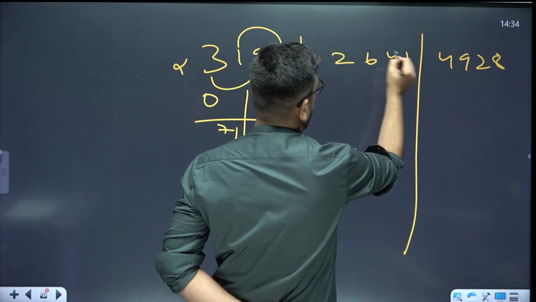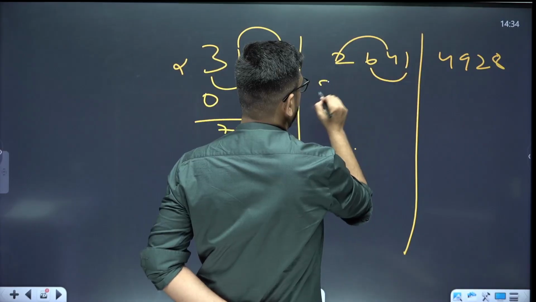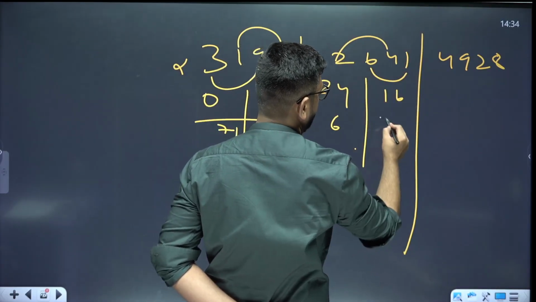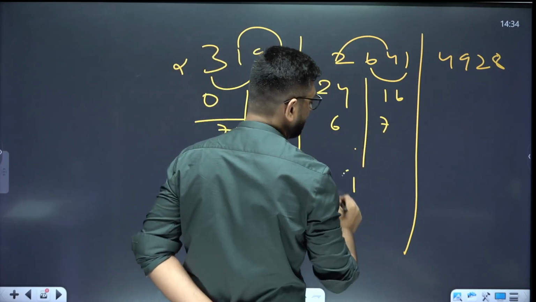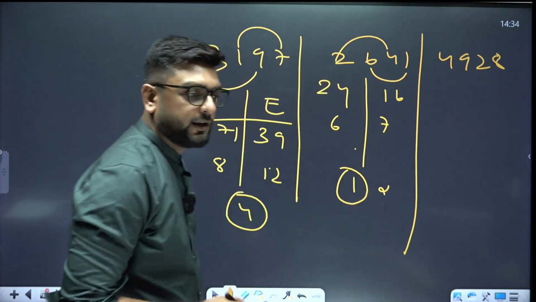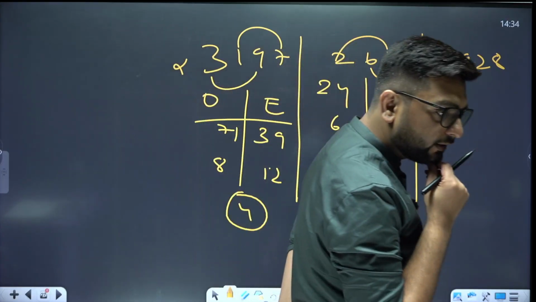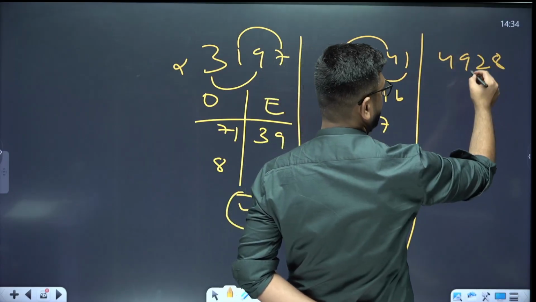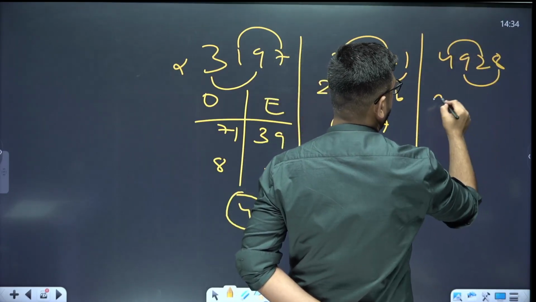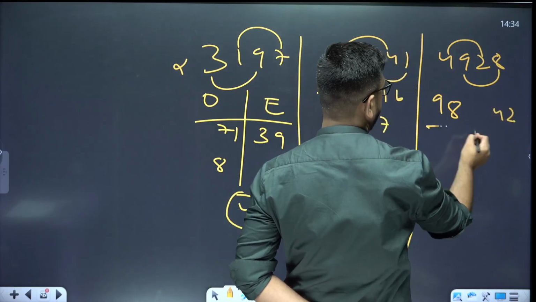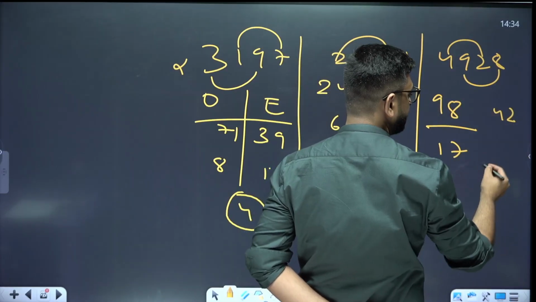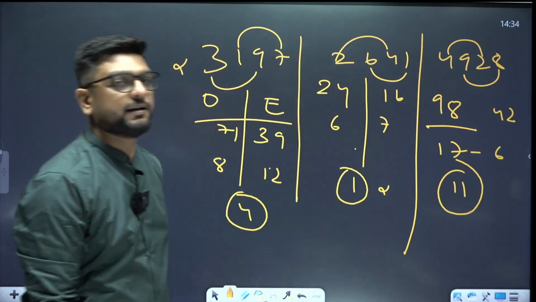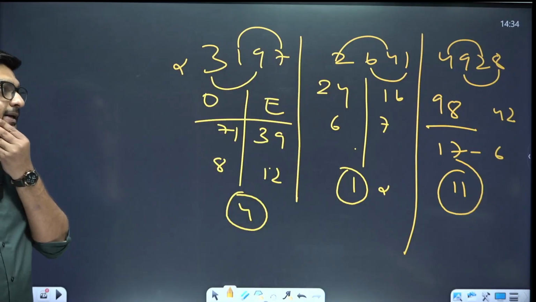Next is 3948, that is 1624 in the second pass. Taking 2416: 2 plus 4, 6. 6 plus 1, 7. 7 minus 6, 1. This is also not divisible by 11. Clear? All right. Now for 4928: 9 and 8, 4 and 2. 9 plus 8 is what? 17. 4 plus 2 is 6. 17 minus 6 is 11 and it is divisible by 11. Clear? Okay? All right.